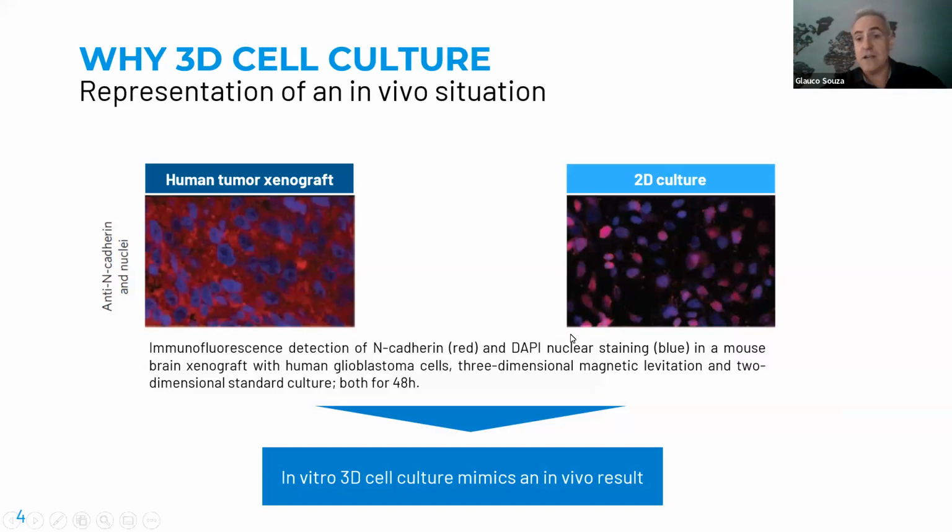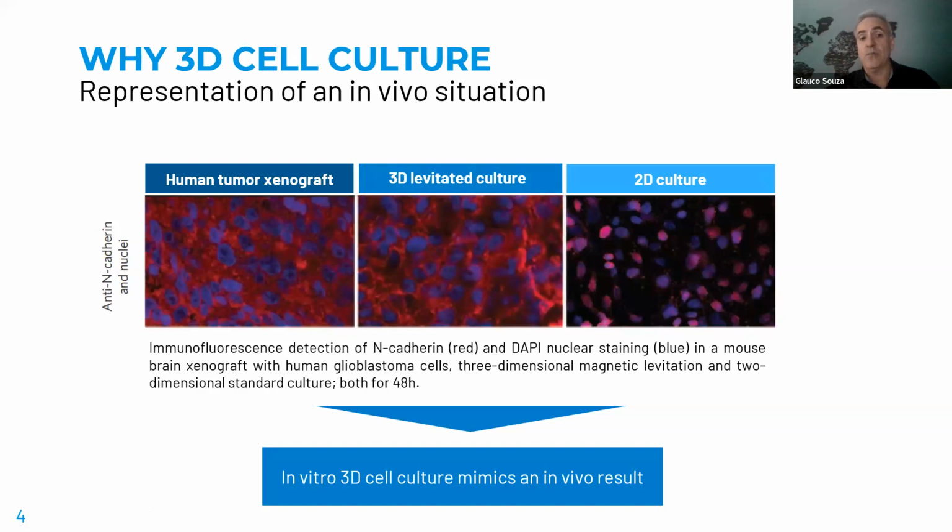The red here is E-cadherin. E-cadherin is just a cell surface marker, and we're staining for it. You can see that the distribution of the red color here is very different from the red on the 2D culture, which means the cells are behaving differently. But then we took exactly the same cells, we grew them in 3D, and we did exactly the same staining. And you tell me, what does that look like? That looks like in vivo.